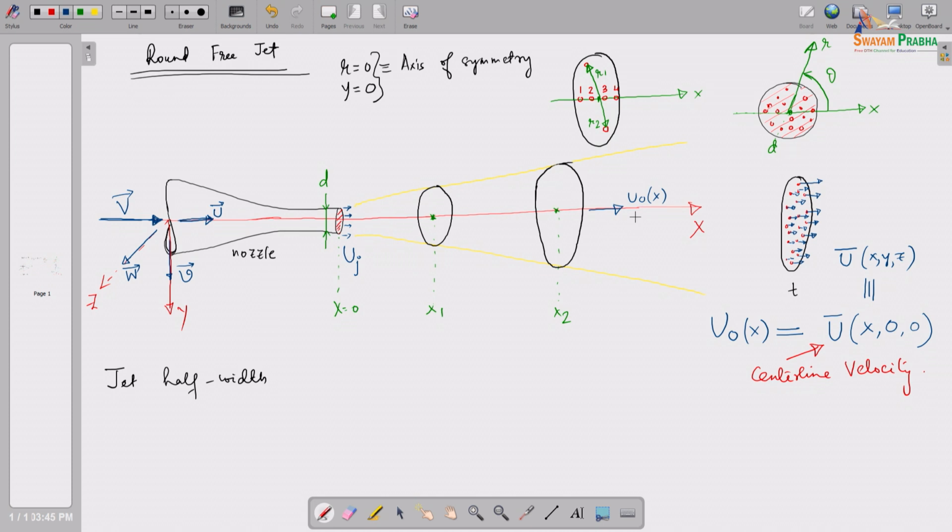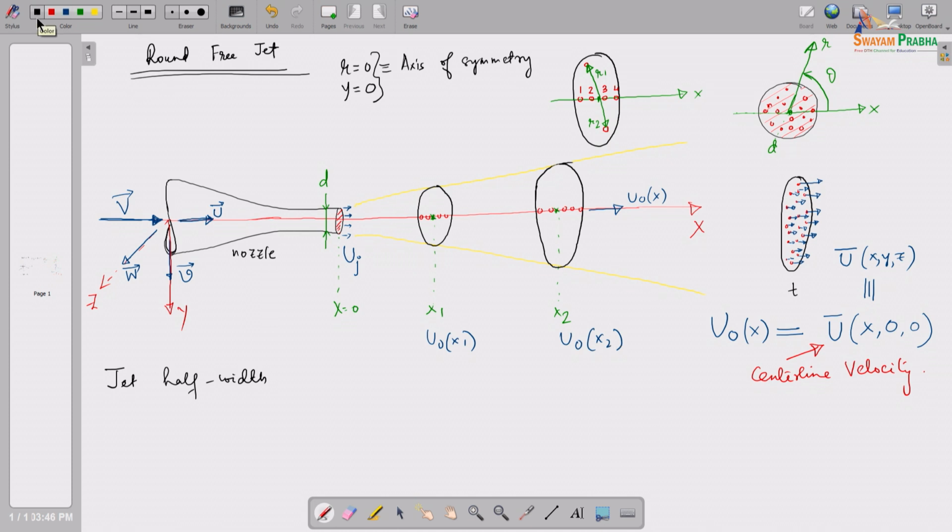u naught of x, which means u naught at x1 is different from u naught at x2. If I take these locations here, they will have a different velocity, and if I take these locations here, these will have a different velocity. So what I have here is u naught of x1, and what I have here is u naught of x2. Now, the radial location where the mean velocity is half of the center line velocity is my corresponding r half, the jet half width. Let me explain that.